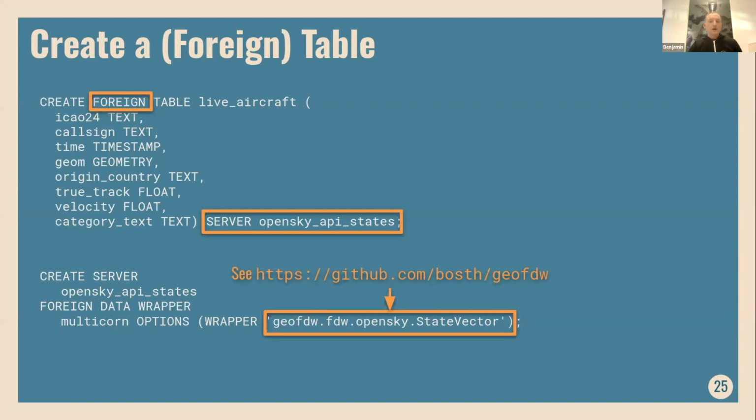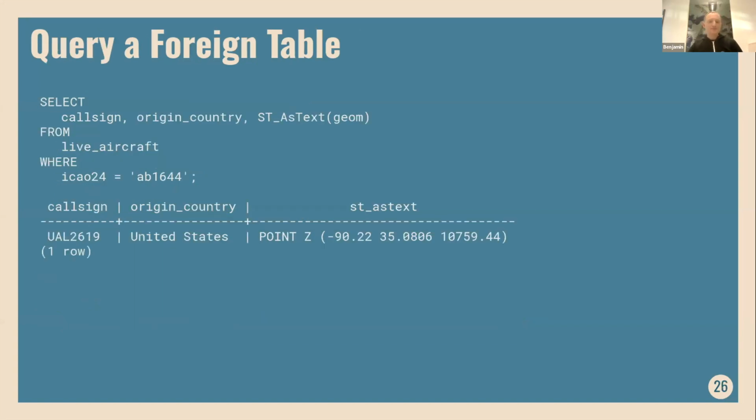So what can we do? Oh yeah, and by the way, there's the GitHub repository that has that actual code in it. So how can we do this? Well, we can just query this like any other table. So if we say, give me the call sign, the origin country, so the country where this plane is registered, and the geometry of an aircraft called AB1644 from the live data set, we can tell that this United Airlines flight is actually at this specific point right now.